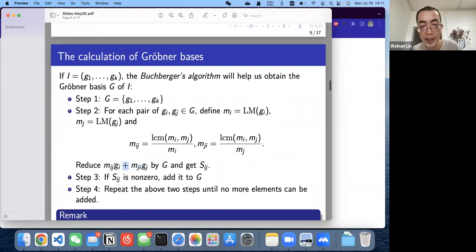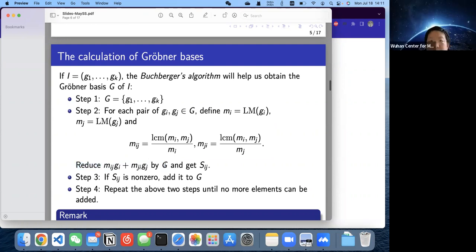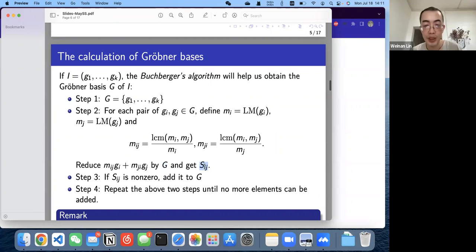So after we cancel that out, we reduce it by G. By reduction, I mean if this polynomial contains some monomial divisible by some leading monomial, then you should rewrite that. You can further cancel that out and rewrite that. You keep doing that, it's called a reduction. Okay, so we reduce that by G, and then we get a new polynomial. And then if it is not zero, you add it to G. So we repeat the above two steps until there are no more pairs Gi, Gj, and no more new Hij that we can add to G.